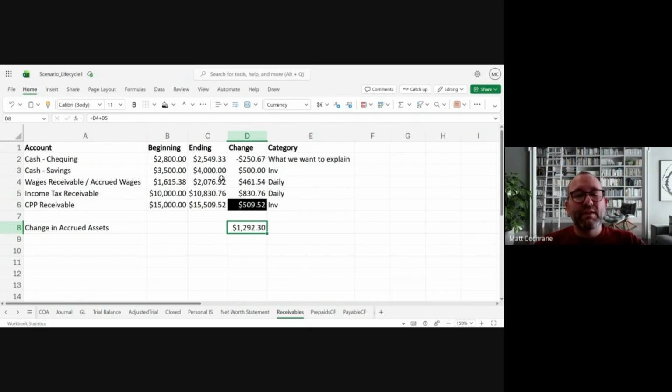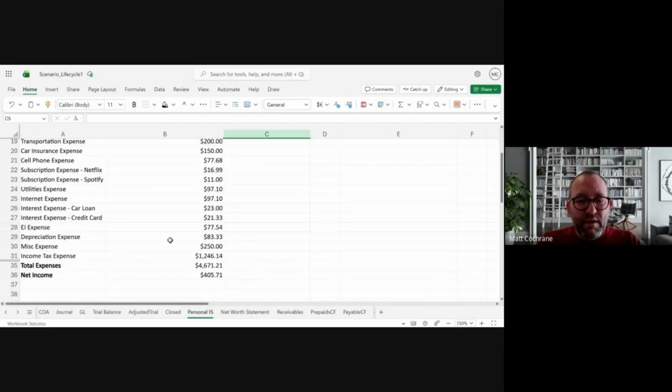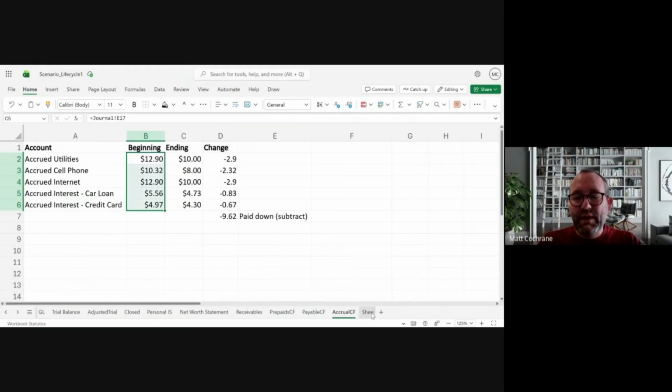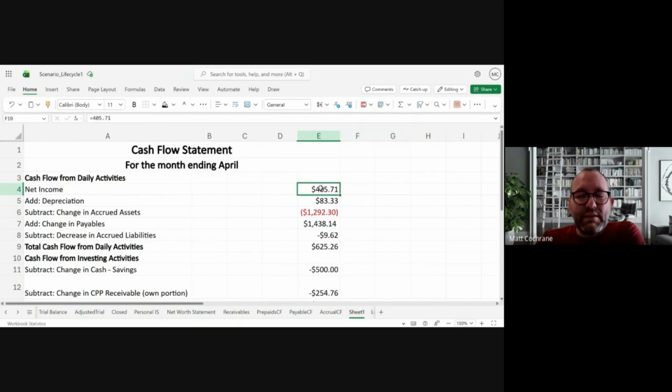Now, if we think about this, what we're trying to do is we're trying to get from net income to change in cash. So I mentioned before that we had to add back depreciation. That's the first step, okay? So we take our income statement, our $405.71, and we add back this 83.33. Okay, so this is sort of the setup.